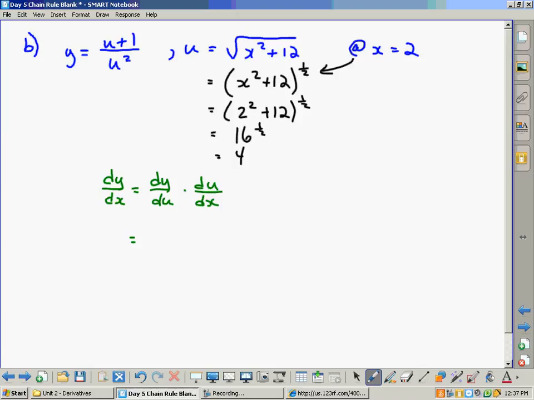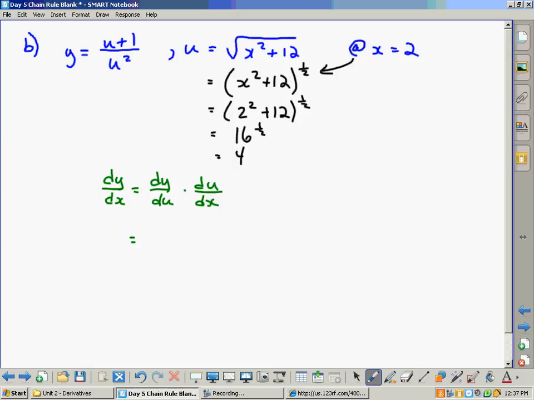Now, if you look at it, y is itself a quotient. And so we're going to have to use the quotient rule in the first part. But you can imagine that it's a little bit easier doing the quotient rule with a u as opposed to this whole big root sign being in there. So treat it like its own question.